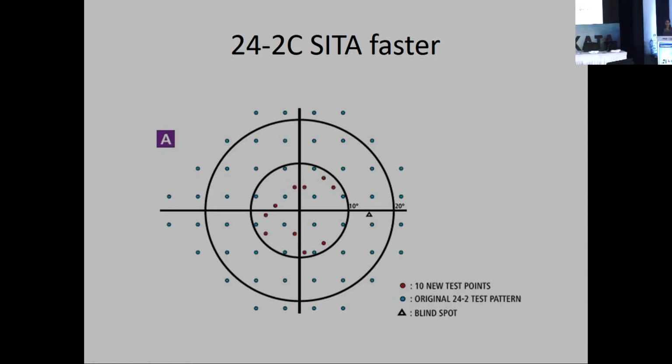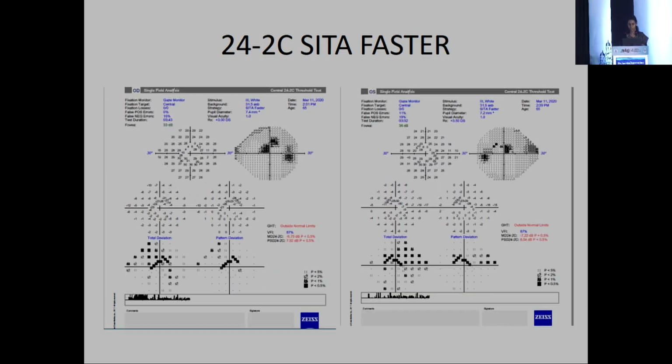24-2C is a newer pattern available with SITA Faster in HFA3 machine. This adds an extra set of 10 points to the 24-2 strategy. It's used for screening central involvement. However, if you're suspecting central defects, better to go with the 10-2 strategy for progression analysis and all. This is a 24-2C printout. You can see central points involved.